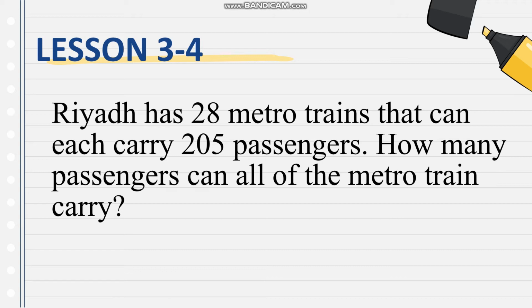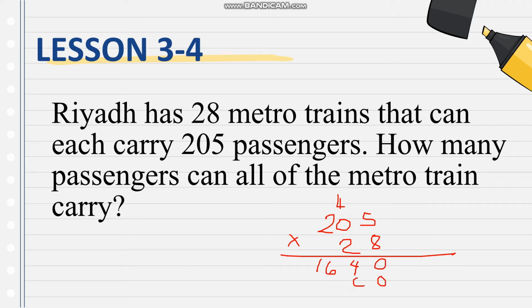So how many passengers can all of the metro trains carry? So we just simply multiply 205 multiplied by 28. So 8 multiplied by 5 is 40, regroup 4. 8 multiplied by 0 is 0, plus 4 is 4. 8 multiplied by 2 is 16. Then we need to put 0.